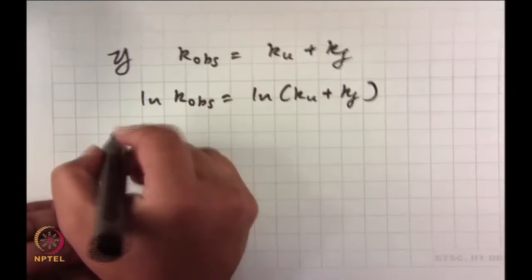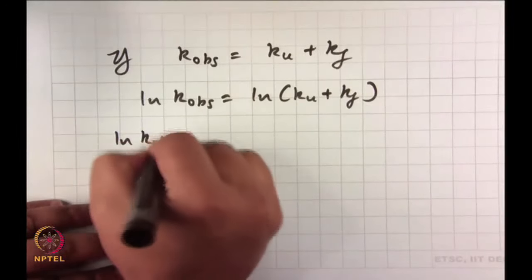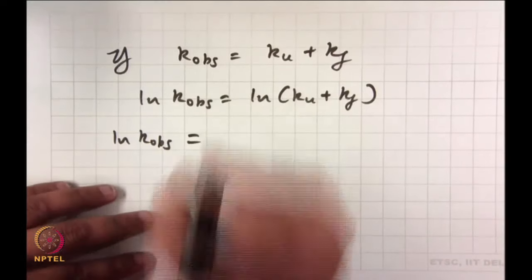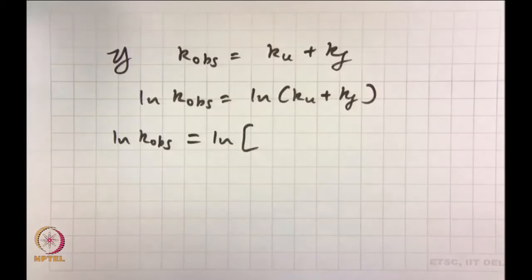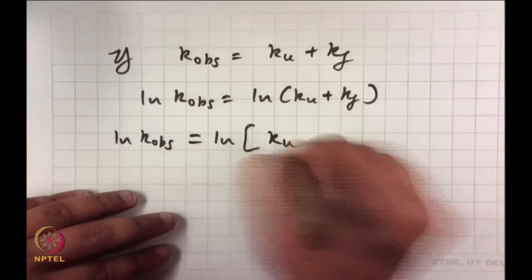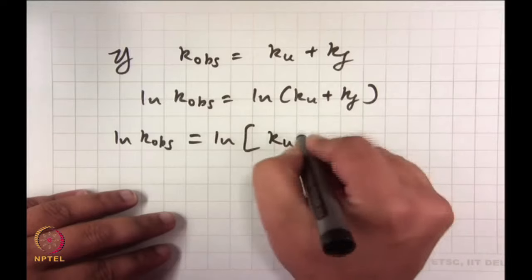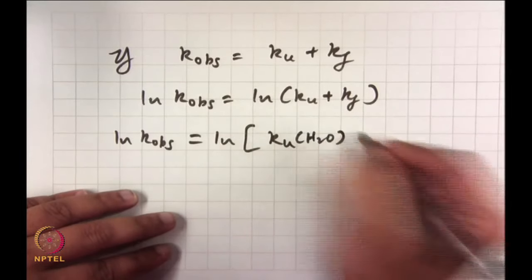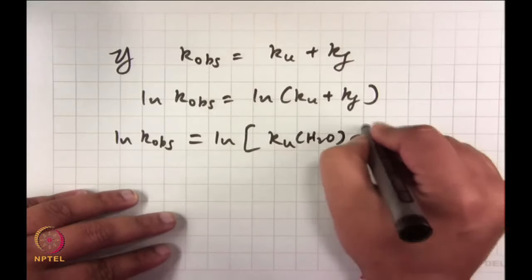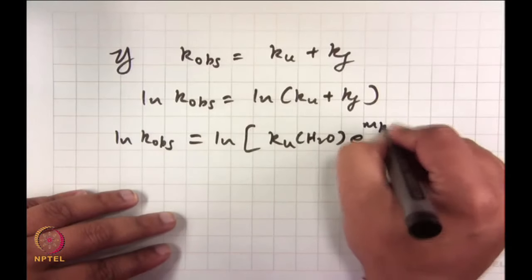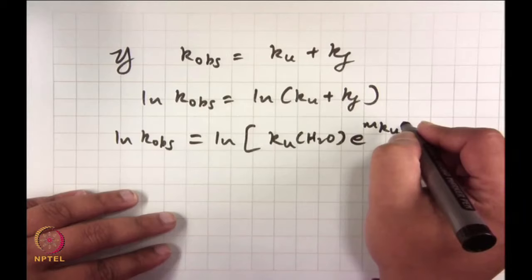Or I can write ln k observed would be equal to ln. Now, what is k u equal to? What is k u equal to? Can I write k u H2O, then e to the power what? M k u, what was it?